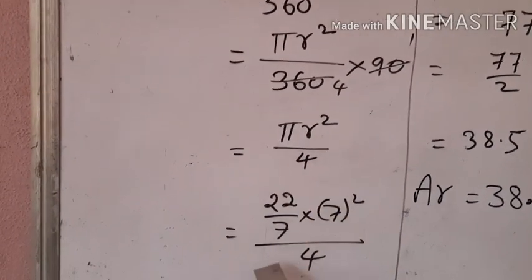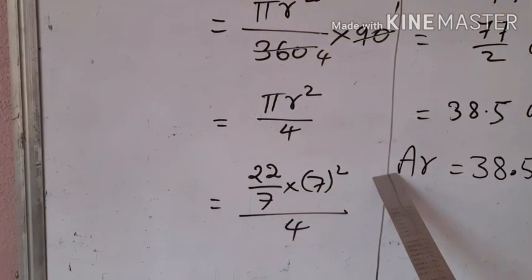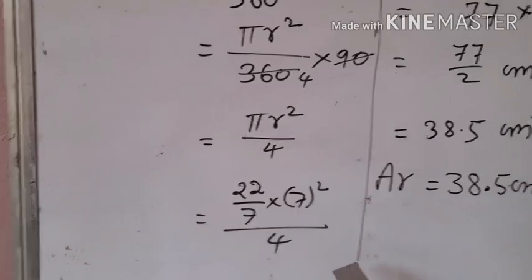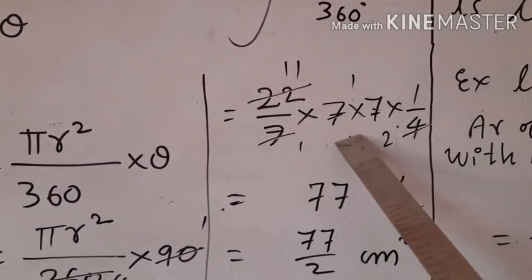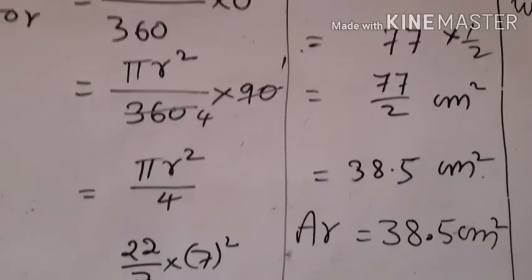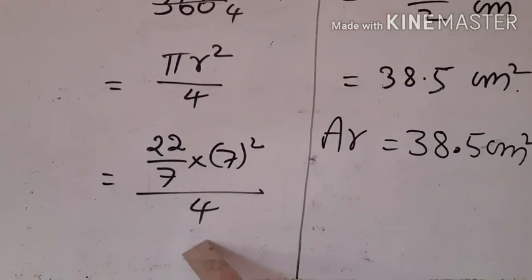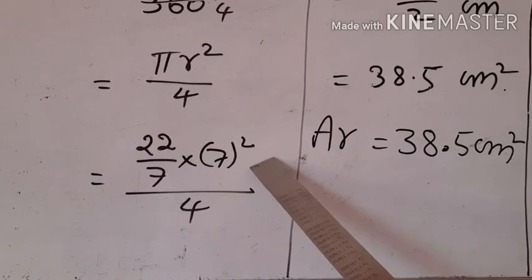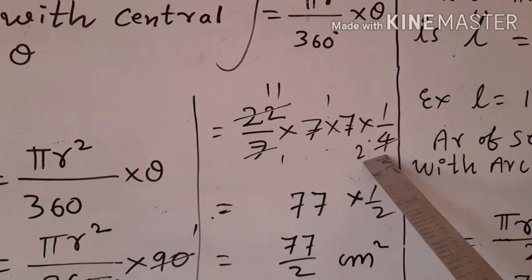Here π means 22 by 7. Radius is 7, so 7 squared, upon 4. Now you see, it is 22 by 7, radius squared means 7 into 7, and this divided by 4. I can write it as 4 by 1, and when I take 4 by 1 upside down, it becomes 1 by 4. Therefore, children, it is 1 by 4.